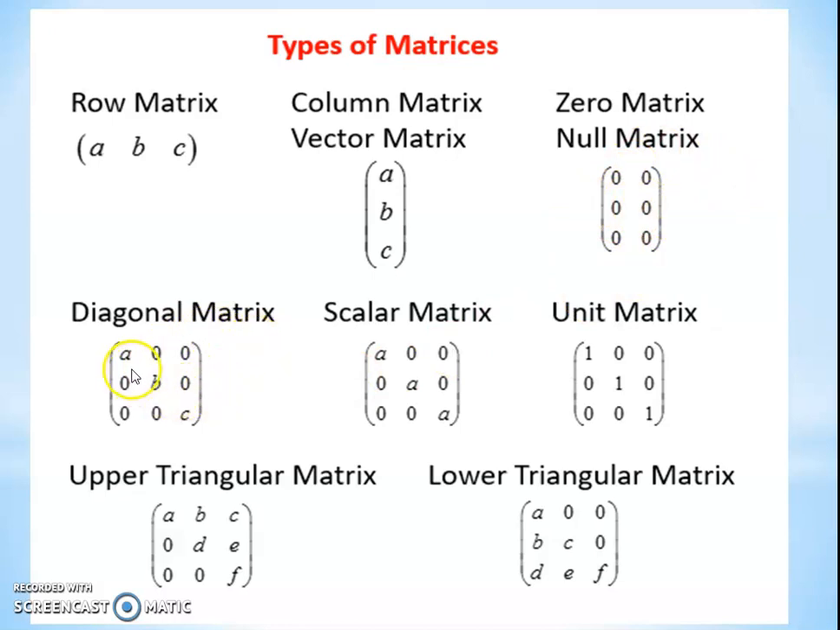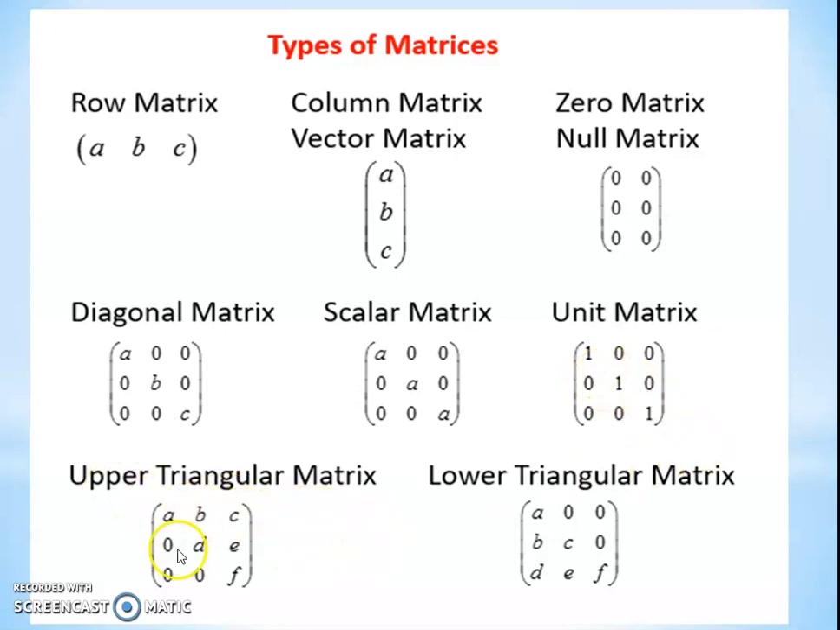Diagonal matrix: A, B and C are the elements at the A11, A22 and A33 positions. These are non-zero numbers and the remaining entries are zero; that is called a diagonal matrix. Scalar matrix: these diagonal elements are the same, that is A, and the remaining entries are zero. Unit matrix: obviously the diagonal elements are 1, 1, 1. That is called the unit matrix.